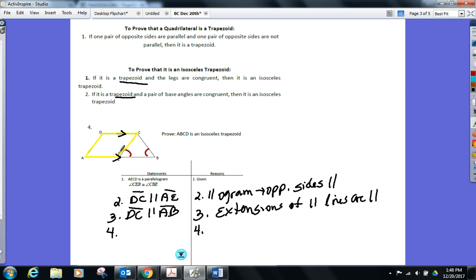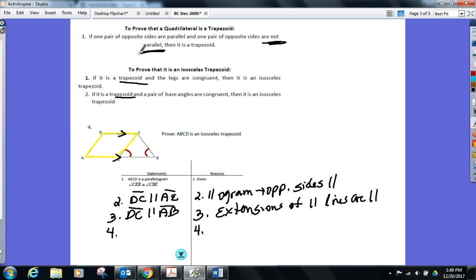Read up top. Not only do I have to prove one pair of opposite sides parallel, what do I have to do with the other pair? Prove them not parallel. How am I going to do that? Unfortunately, this is the least mathematical thing you're going to write down to show why they're not parallel. If I had given everyone straight edges right now and said, make DA and CB longer, what would they end up doing? Can that happen for two parallel lines?